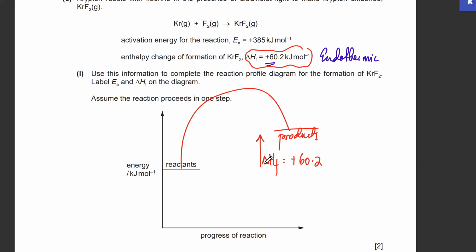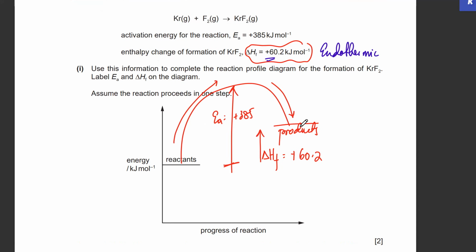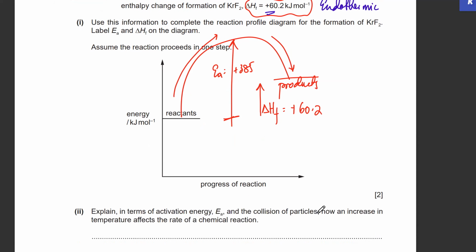So enthalpy change is the net difference, and activation energy is the energy that is initially needed from the reactants. And that is your Ea, which is plus 385. So it's the activation energy for the reaction, the initial energy needed to climb. Why do you need energy? Because you need to break bonds first, and then bonds would be formed and the reaction would release energy. Is that clear? So you just have to label all of this. That's just 2 marks.